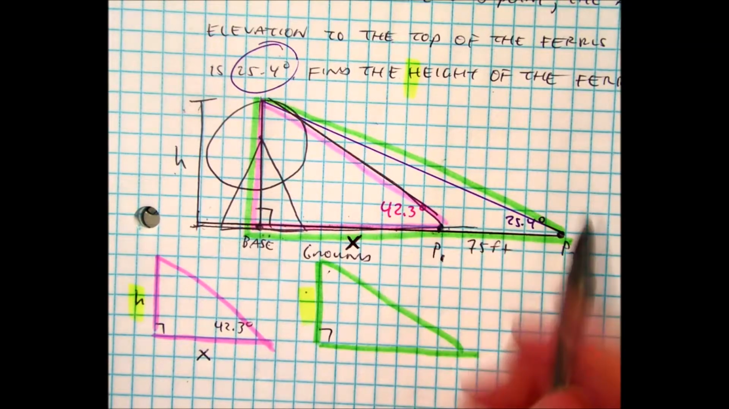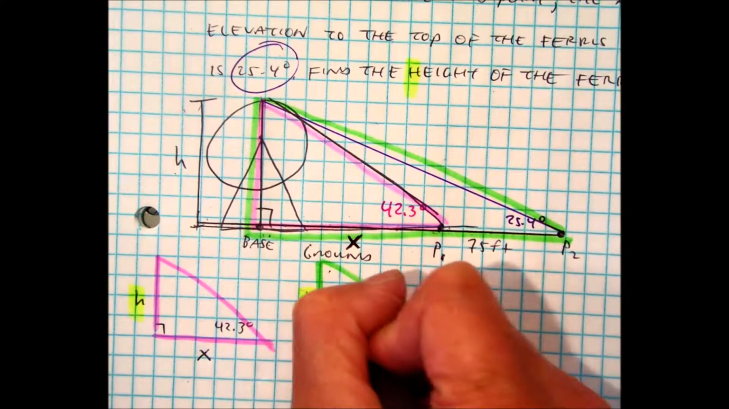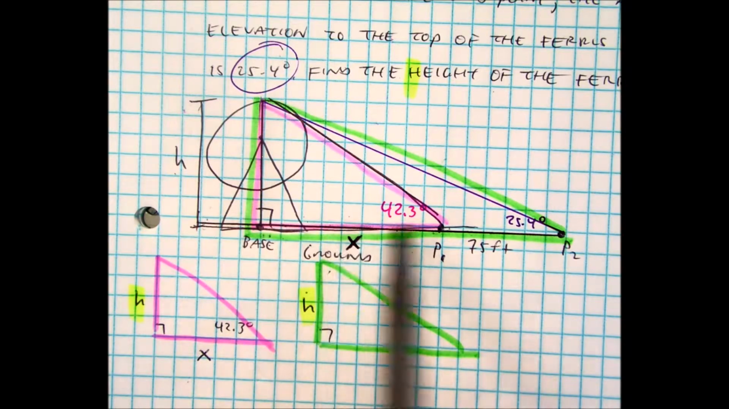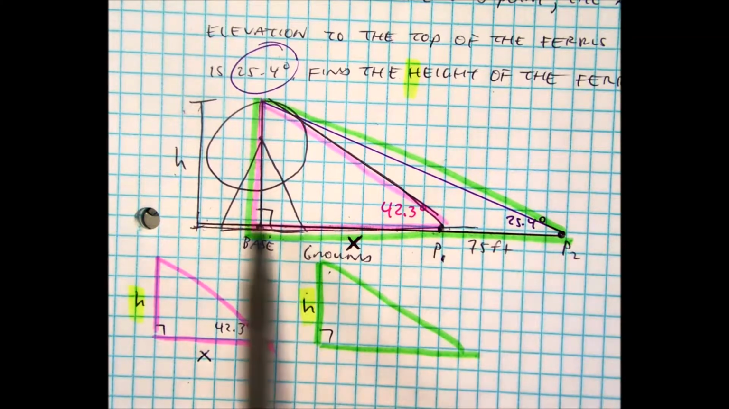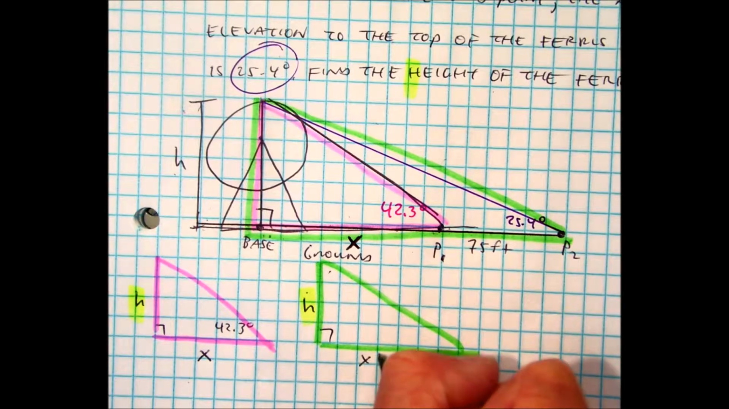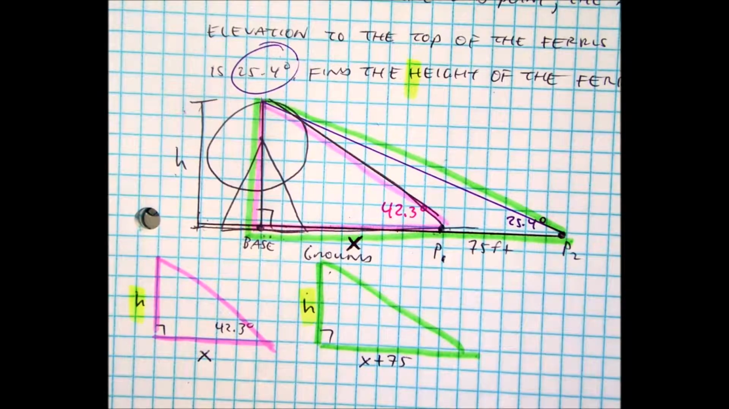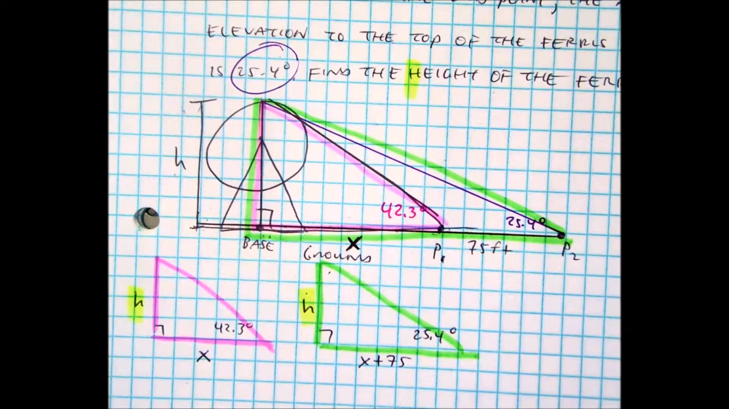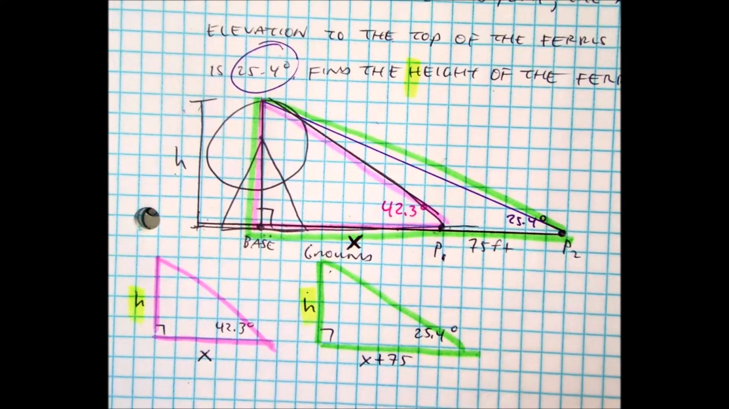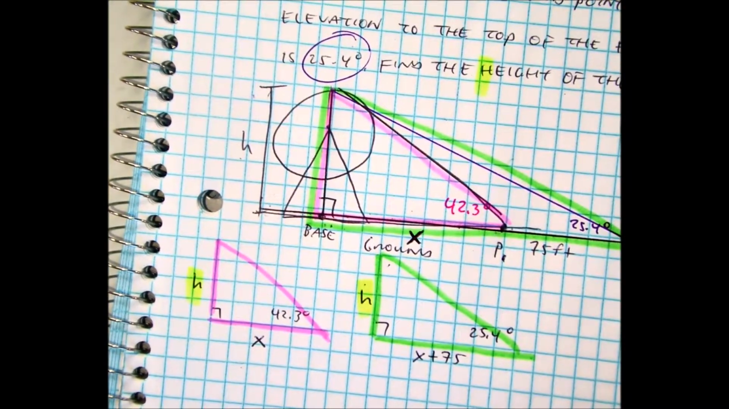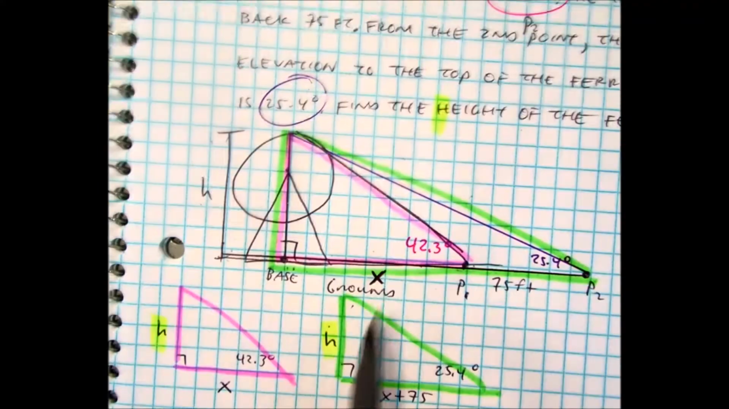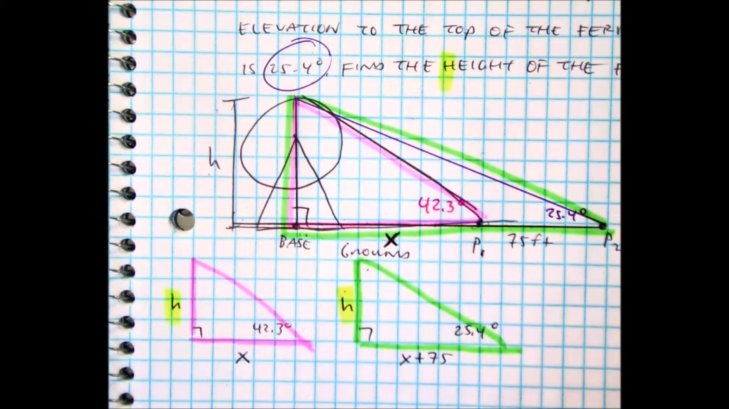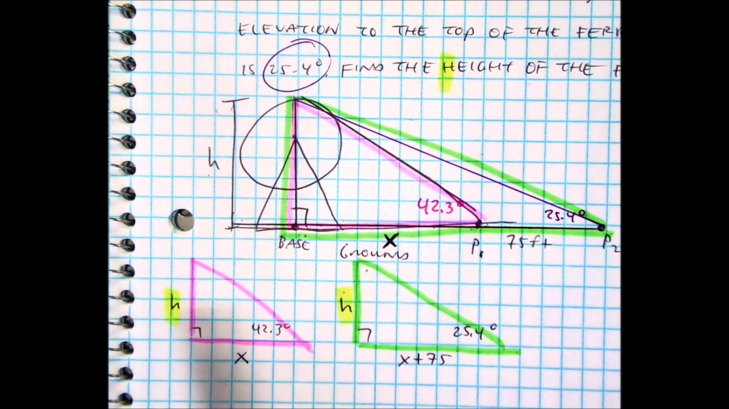Let's label the second triangle. So this green triangle still have the height. Now pay attention. You're adding these two distances, x plus 75. And then that angle is 25.4 degrees. So here's these two triangles. Raise your hand if you have those two triangles on yours. Okay. So when you're doing a problem like this, just back in geometry, separate the triangles. And you want the triangles to be similar. What does that mean? They're both right triangles.